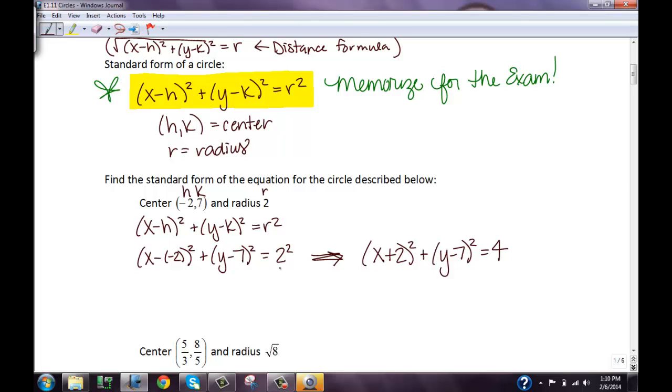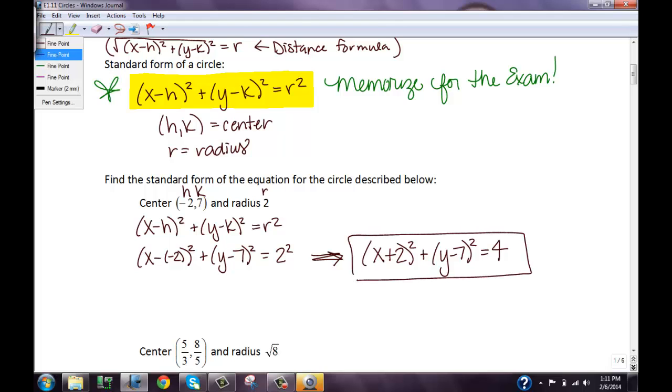Now in my math lab, I will note sometimes they leave their answers like 2 squared. They don't turn it into 4. That's fine. On an exam, I prefer that you write it as 4, but if you leave it as 2 squared, I'll accept it just because that's how my math lab shows it sometimes. Okay. So this is the standard form of our circle.